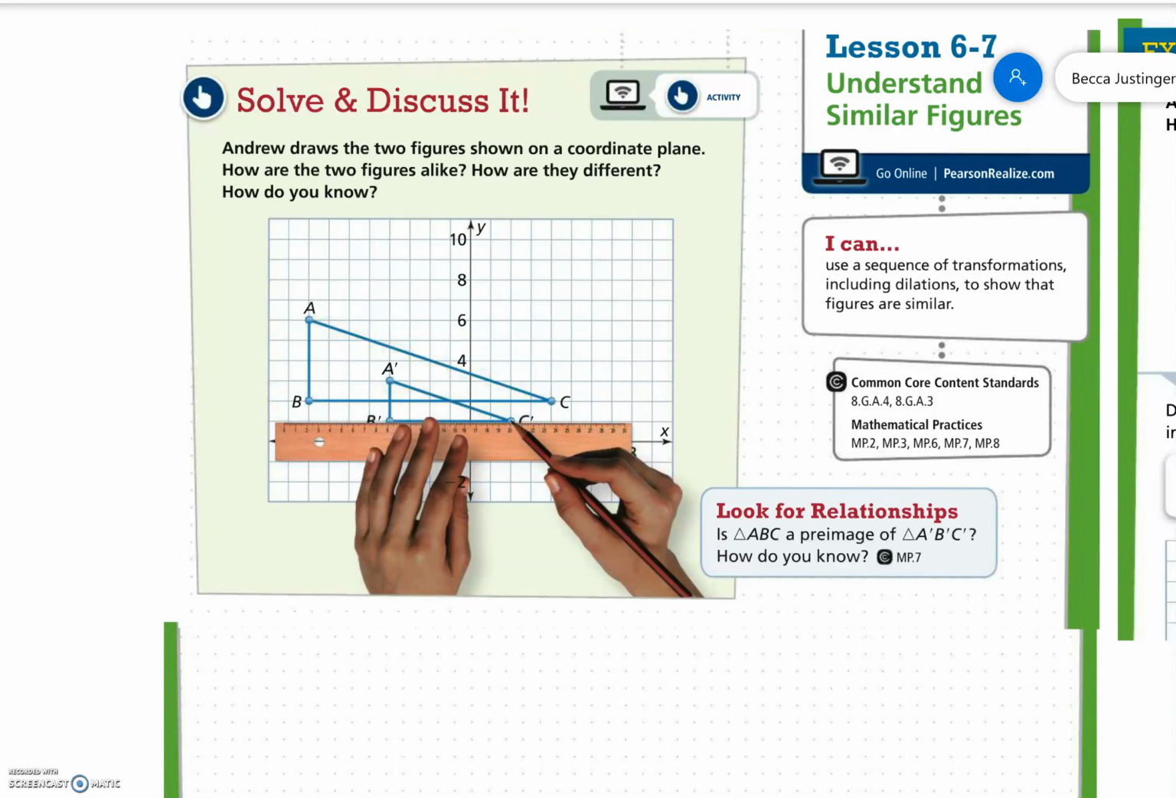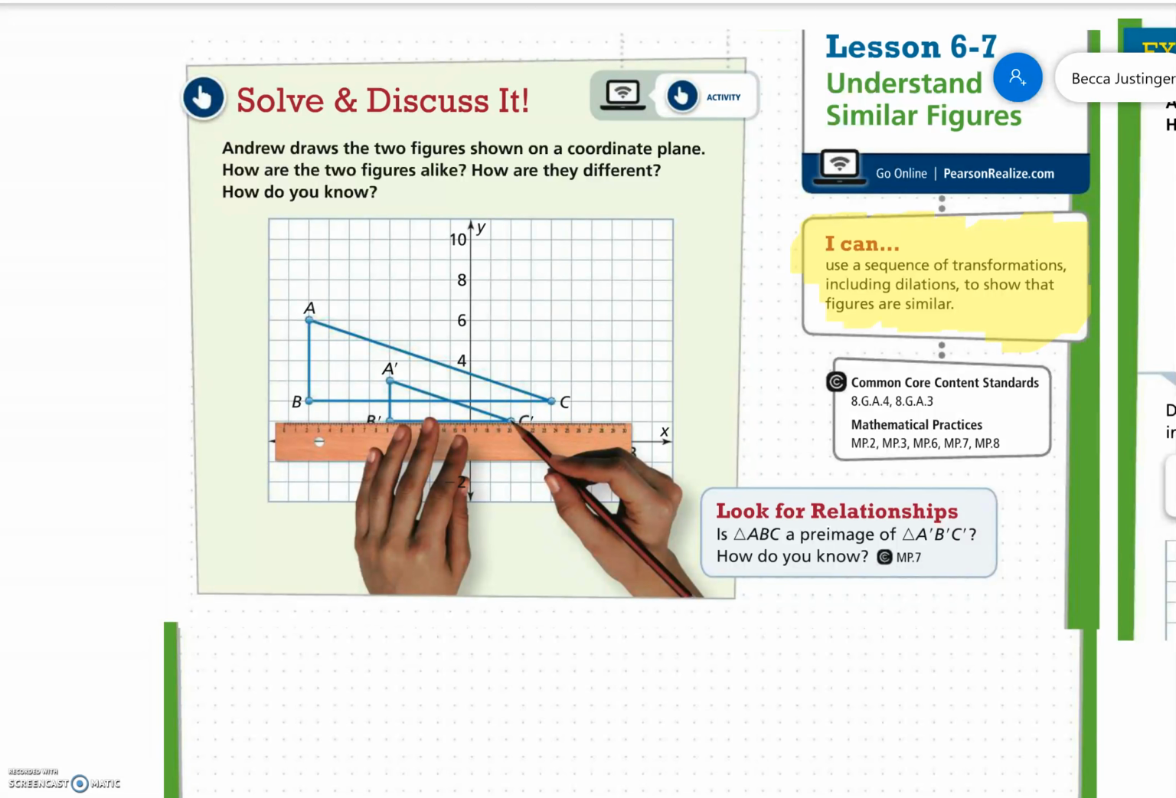Hi, 8th grade. Welcome to lesson 6-7, Understand Similar Figures. By the end of the lesson, I want you to be able to say, I can use a sequence of transformations, including dilations, to show that figures are similar. Let's solve and discuss it.